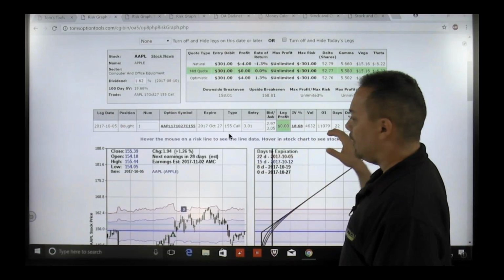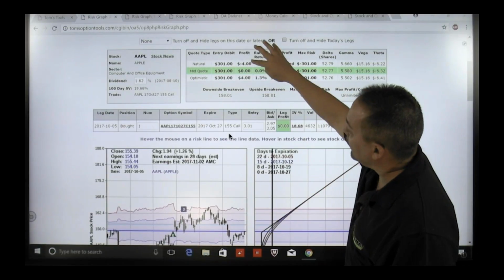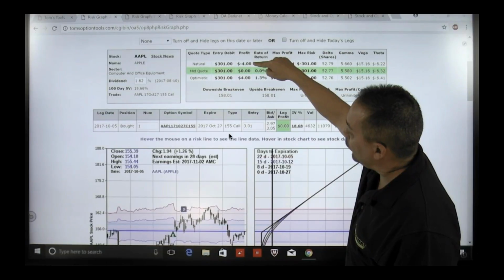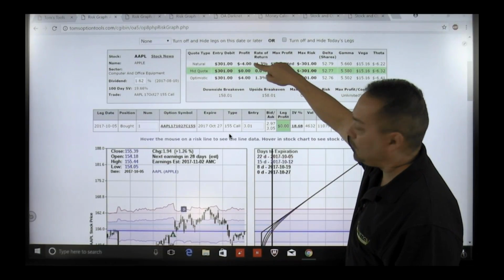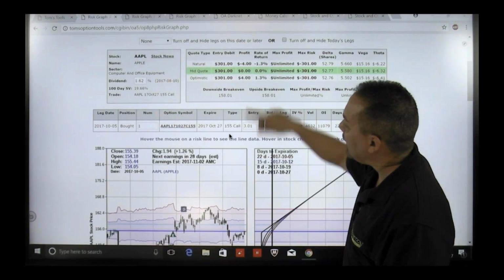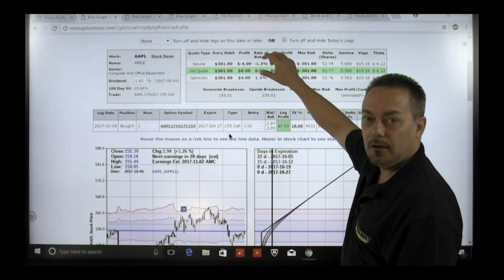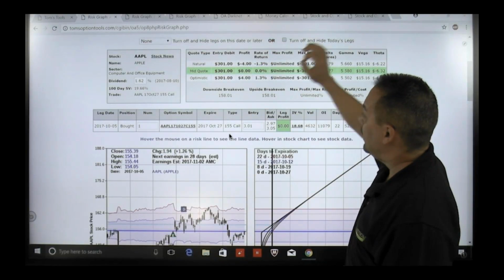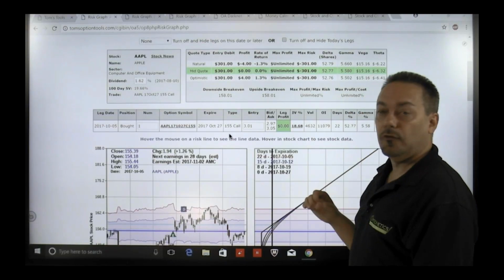Now, a couple of other things you'll see on here too. You'll see something called profit. And in this case, it shows the profit from -4 to +4. That's basically the slippage between if you were to buy it at the market and sell it at the market. So it's a small slippage for Apple, but one you need to pay attention to, especially with other stocks.